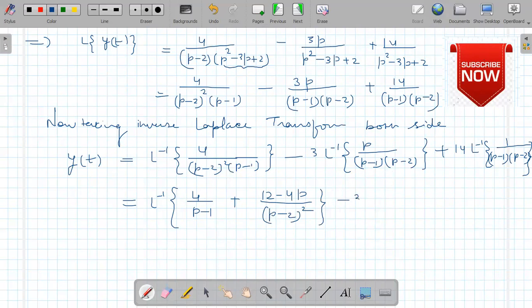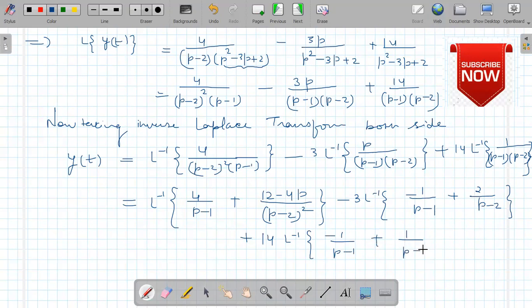And here we have minus 1 upon p minus 1 plus 2 upon p minus 2. I'm not showing the method of partial fraction here because that makes the solution very lengthy. You can try it by yourself. L inverse of minus 1 upon p minus 1 plus 1 upon p minus 2.